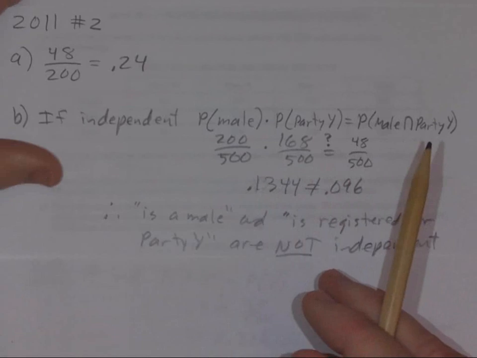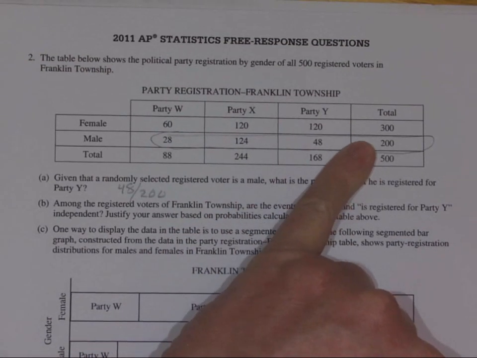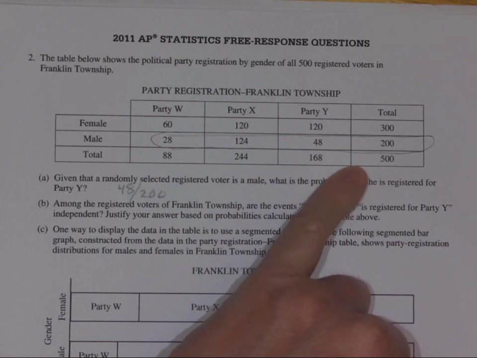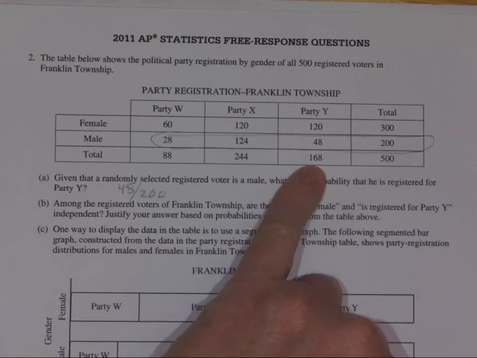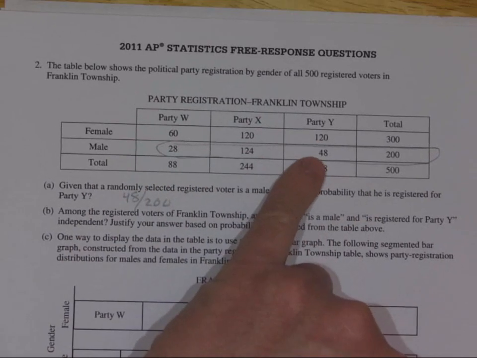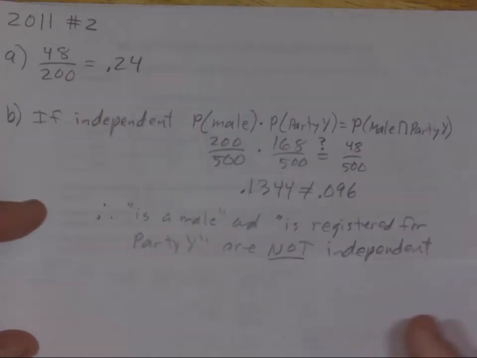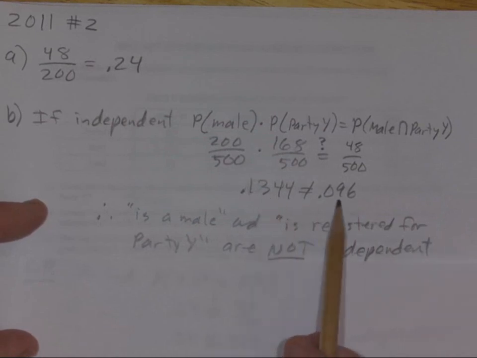And so the probability of male, on the table here, is 200 out of 500. The probability of being in party Y is 168 out of 500. And then the probability of both male and Y, well, that's these 48 people, so that'd be 48 out of 500. And so you'd multiply that. Those two things are not equal. Therefore, the two events are not independent.